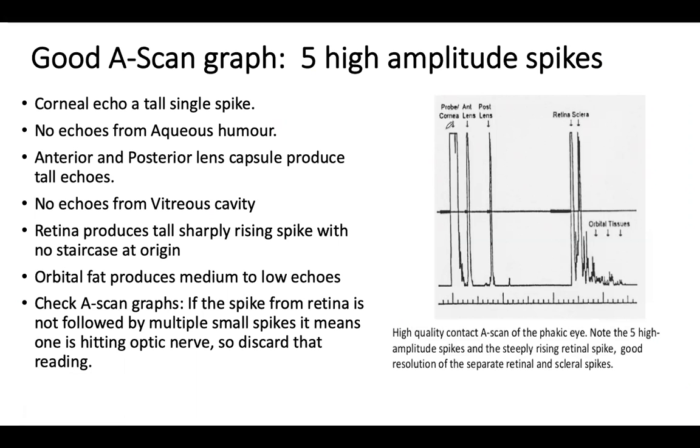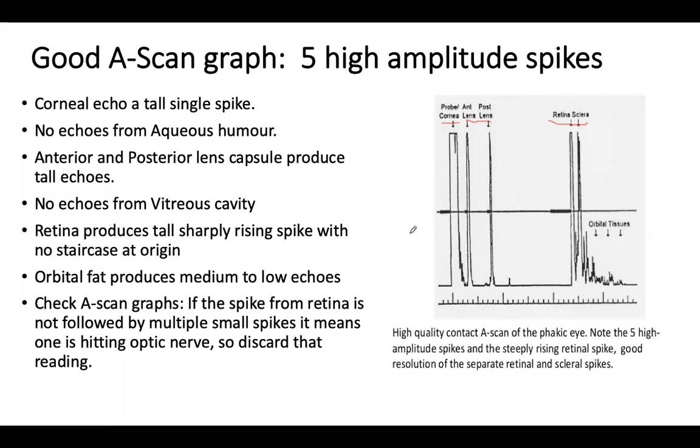So you will technically see 5 high amplitude, sharply rising spikes rising from the cornea, anterior lens capsule, posterior lens capsule, retina and sclera, respectively. What is important to also notice, there should not be any echoes from the vitreous cavity. So this here, which is being shown on the screen currently, is the graph of a contact method, where the probe and the cornea are represented as a single spike.